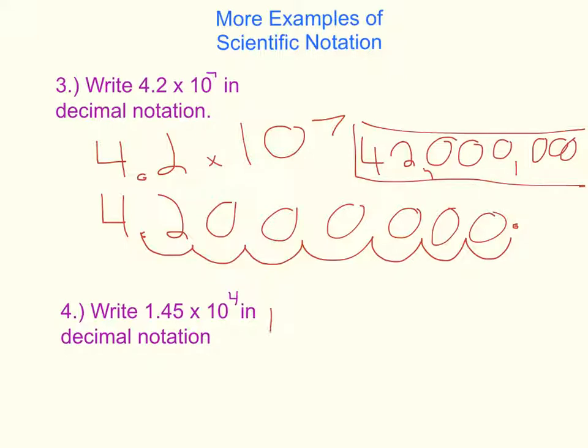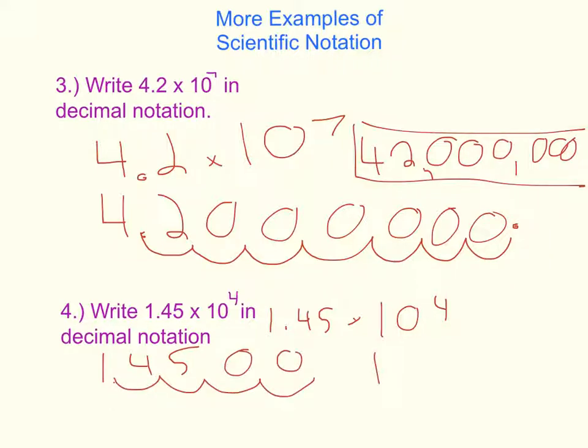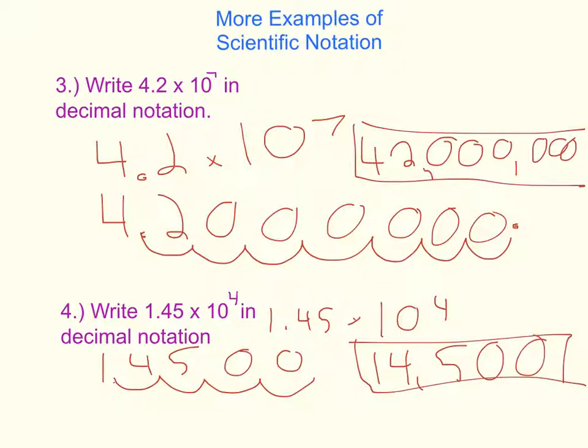Now for this next one, you write it out, times 10 to the 4th, and you do the same thing. So you move the decimal place over to the right 4 times. 1, 2, 3, 4. Put zeros. 14,500 would be your answer. And let's say it's a negative exponent, you just move it to the left, sorry.